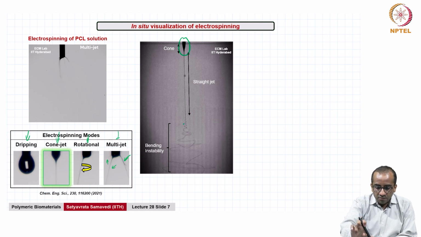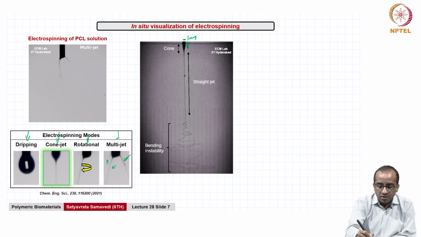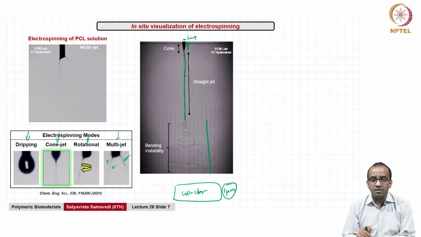Now just to give you a sense of the length scales, etc., and the diameter reduction, order of magnitude wise, you're talking about roughly about 1 mm here, needle diameter, give or take. You get thinning here in the cone region itself, then you get thinning in the straight jet region, and a lot more thinning happening in the bending instability. And what's present at the bottom of this process here is the collector, where you're going to get about, let's say, about a micron fiber diameter.